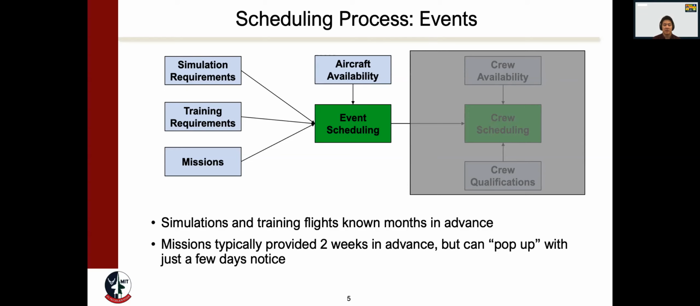Managing and mitigating disruptions from last-minute missions is a future goal of ours. Aircraft availability constrains the event scheduling process. In addition, crew qualifications and availability are loosely considered during event scheduling, but this is very difficult because event and crew scheduling are often determined by different people or even different departments.